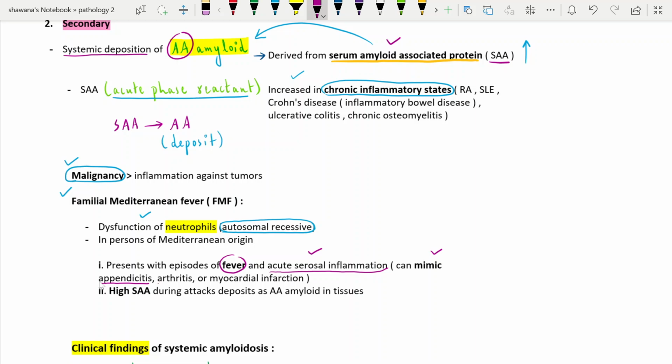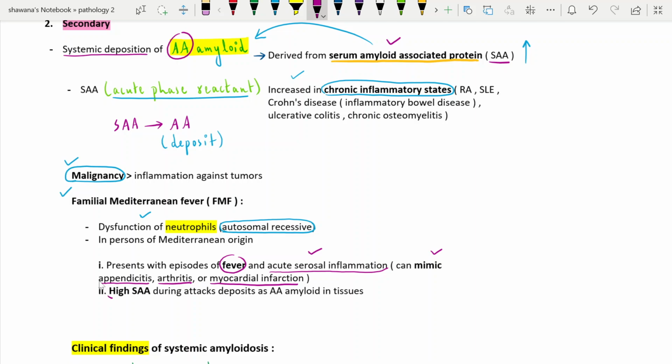It can also mimic arthritis. It can also mimic myocardial infarction if there is inflammation of the serosa of the heart. So it is not to be confused with appendicitis, arthritis, or myocardial infarction, because it is only mimicking them. The actual thing going on with the person is familial Mediterranean fever.